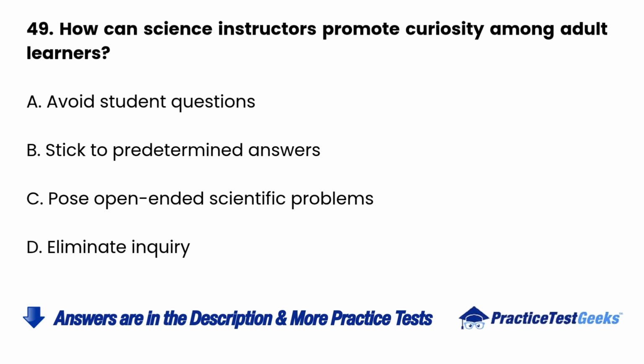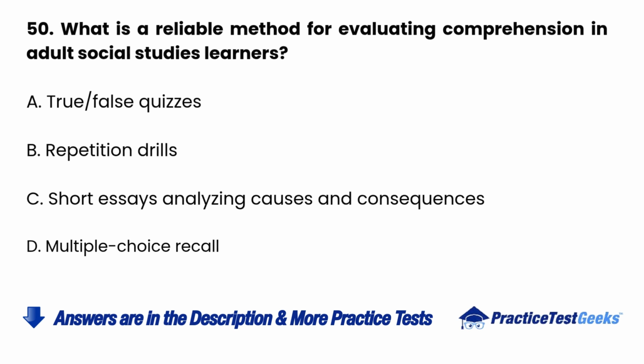49. How can science instructors promote curiosity among adult learners? A. Avoid student questions. B. Stick to predetermined answers. C. Pose open-ended scientific problems. D. Eliminate inquiry.